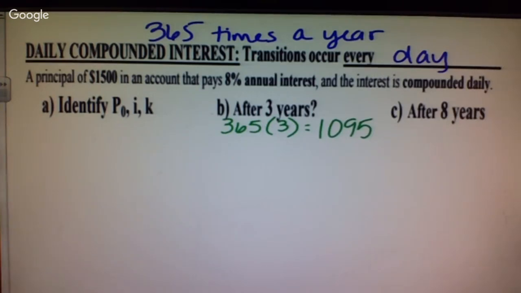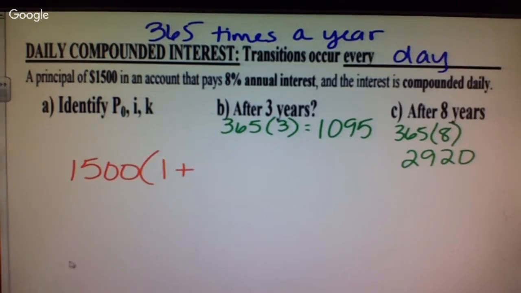1,095 transitions. After 8 years, my transitions would be 2,920. I wrote that one down right. Okay, so this one starts 1,500. 1 plus, after that, okay, so the denominator, would that be 365? You got it. 365. This one's raised to the 1,095. And your second one would be raised to the 2,920.